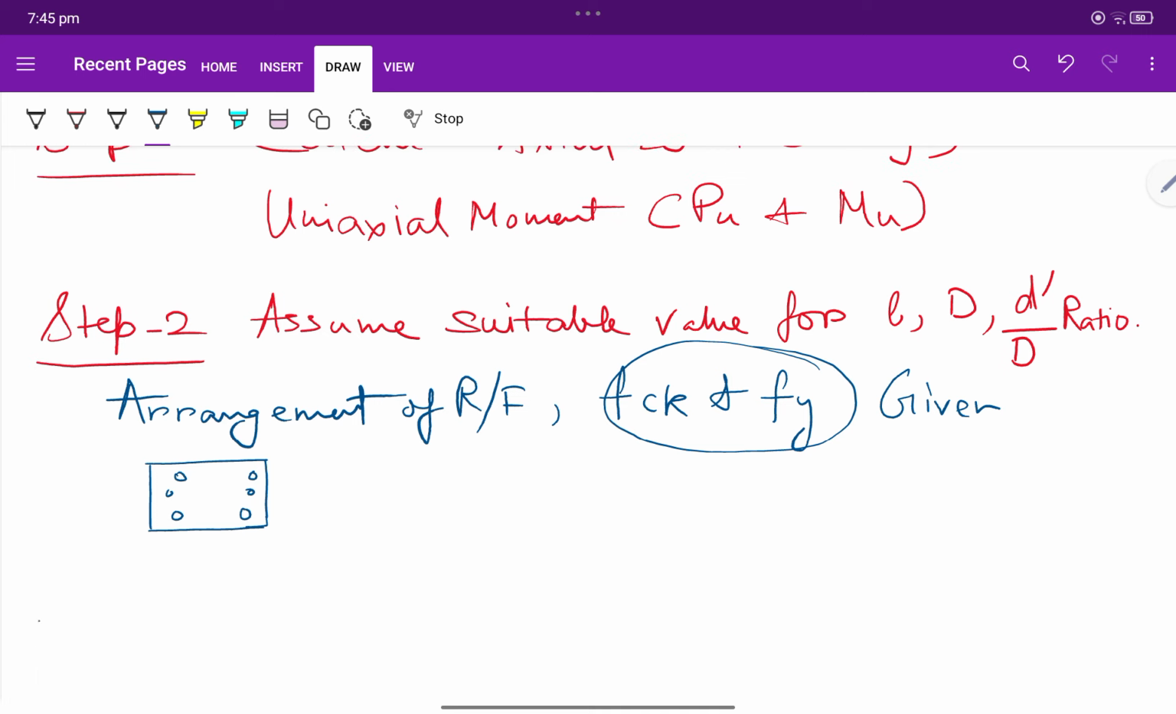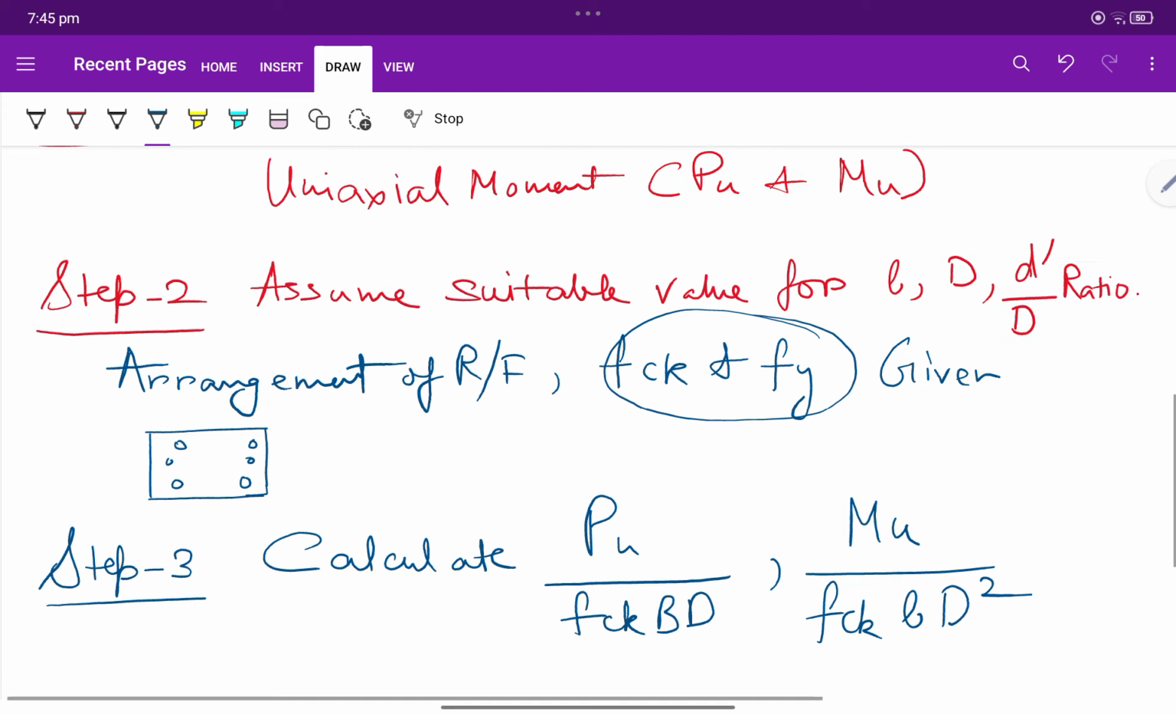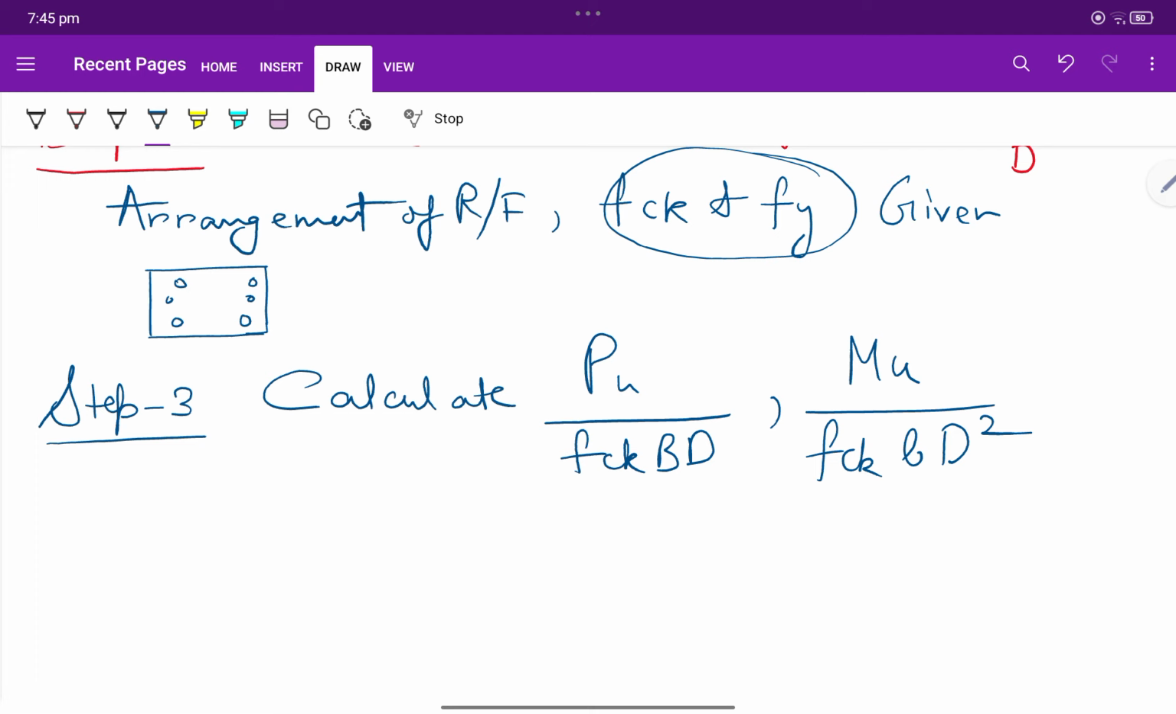So step 3 will be, this step is very important. You have to calculate Pu by fck b d, you can write it small b also, and Mu by fck b d square. So these two things we have to calculate. Why we have to calculate these two things? See, these two things we are calculating for step 4.